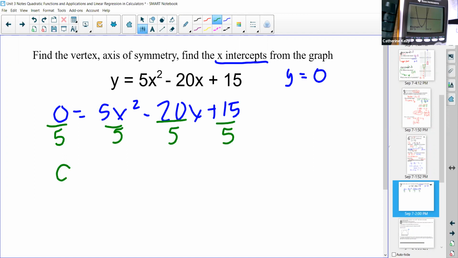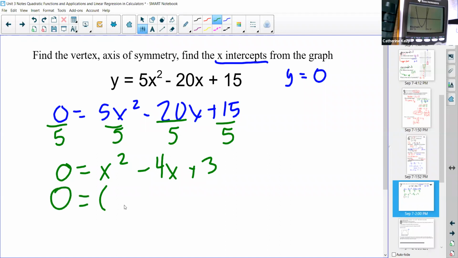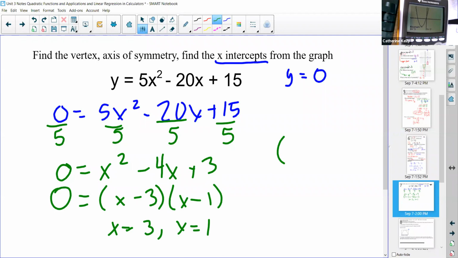And I get 0 equals x squared minus 4x plus 3. So when I do my factoring, I can say 0 equals x minus 3 and x minus 1. So my zeros are going to be at x equals 3 and x equals 1. So my x-intercepts are going to be 3, 0 and 1, 0.